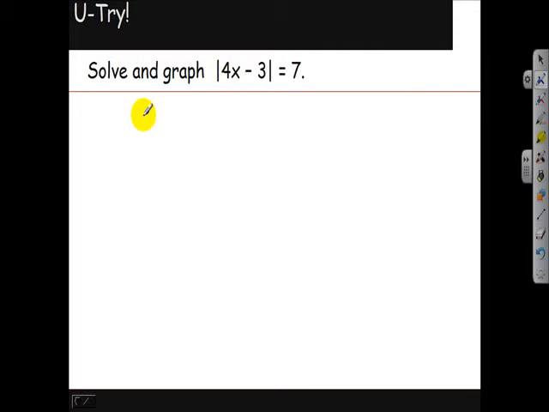Okay, what I would do here is I would go ahead and split this up into two cases. I have case 1, 4x minus 3 equals 7. And I have case 2, 4x minus 3 equals negative 7. Notice the 4x minus 3 stays the same. The only thing that changes is the right side, the side that's not the absolute value.